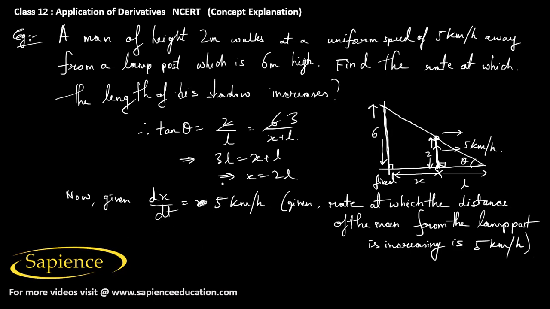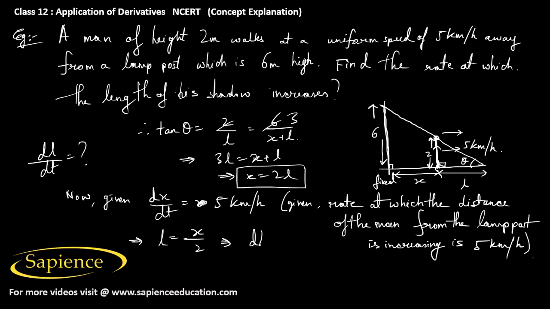So now the rate at which the length of the shadow increases, it means we need to find dl by dt, the rate of change in the length of the shadow. So now from here we got x equal to 2l, therefore l equal to x by 2. So if we take the derivative on both sides with respect to t, dl by dt is equal to 1 by 2 into dx by dt. So that is equal to 1 by 2 into 5 kilometer per hour, so that is equal to 2.5 kilometer per hour.